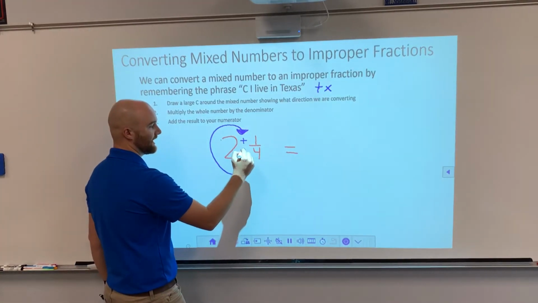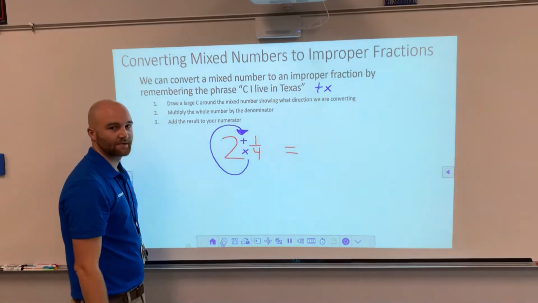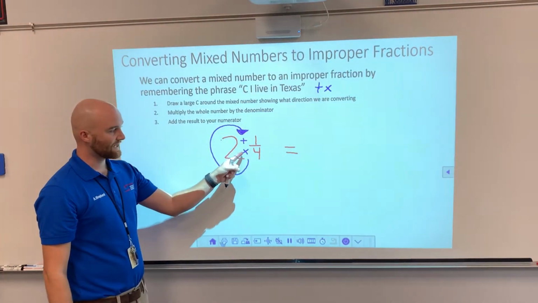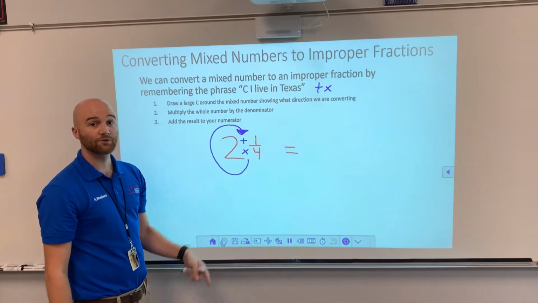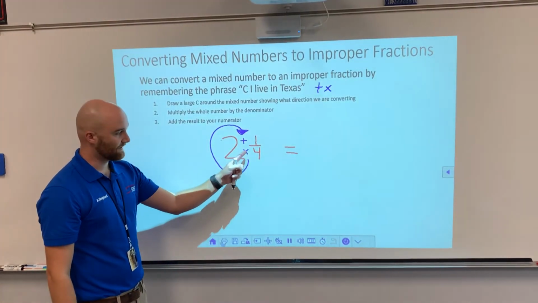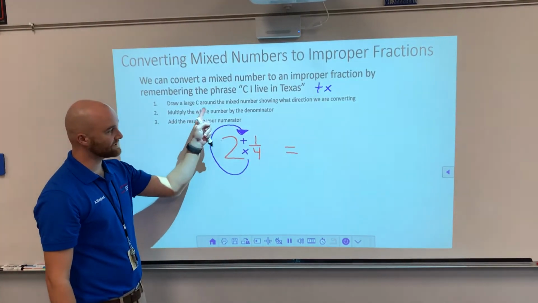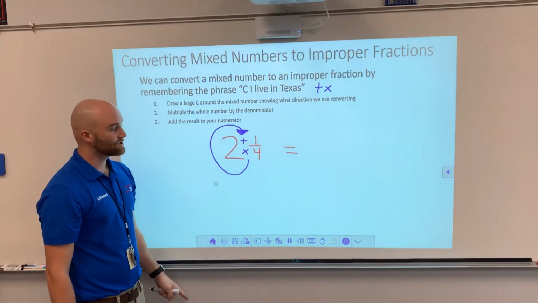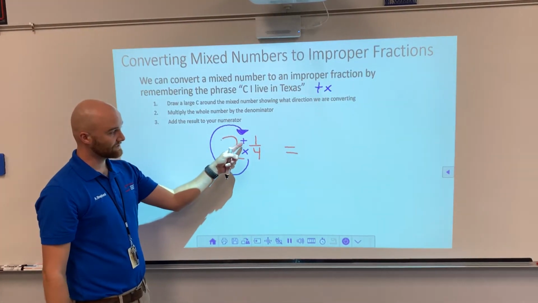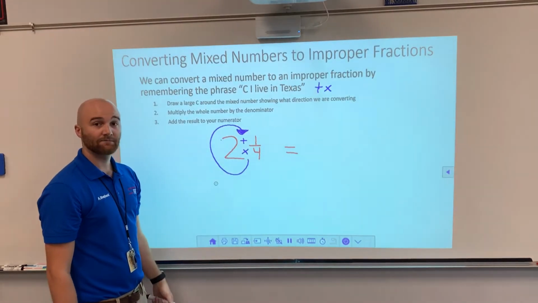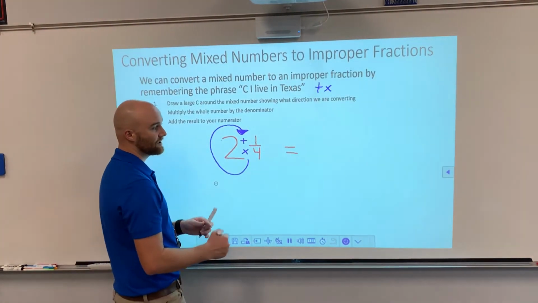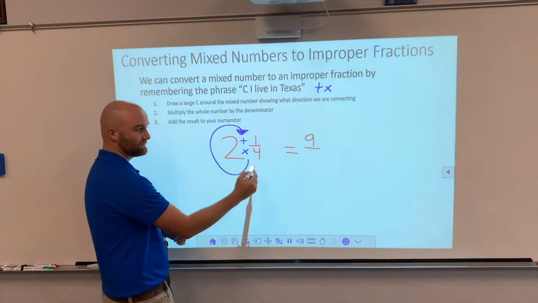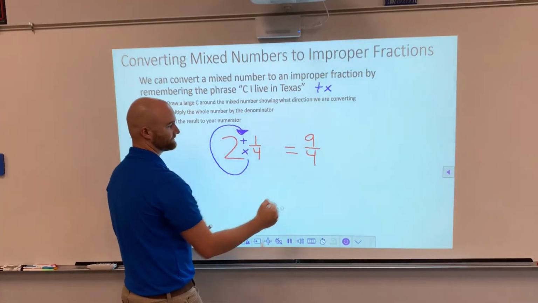Now we have to start at the beginning of our arrow. 2 times 4, well, 2 times 4 is 8. Then I'm going to bring it around this C, and I'm going to add. Now adding is at the end of the arrow. So I've got 8 plus the 1, which gives me 9. So my answer is 9 on the top, and the bottom gets to stay the same.